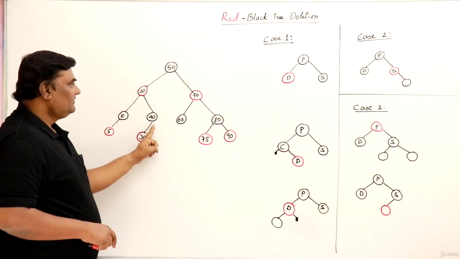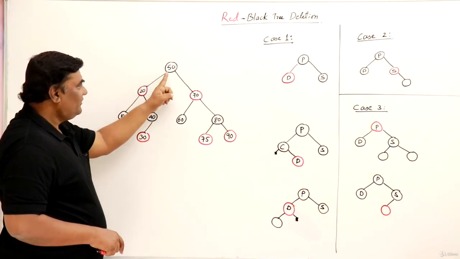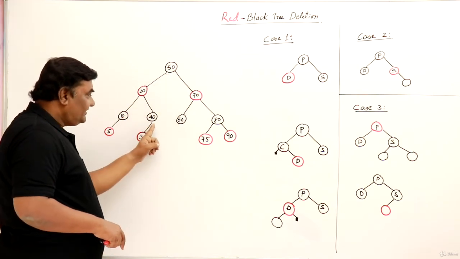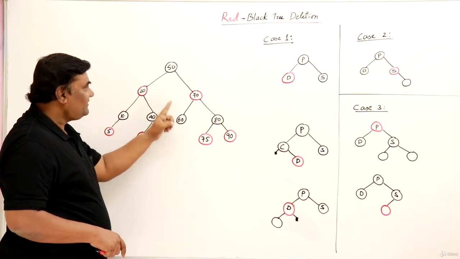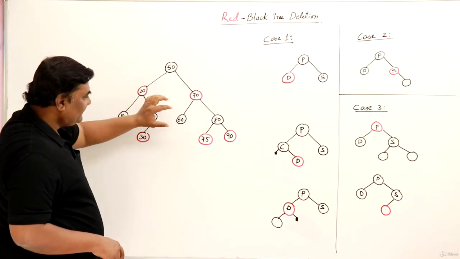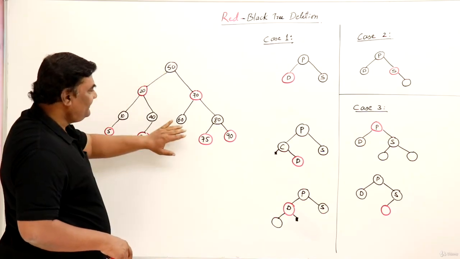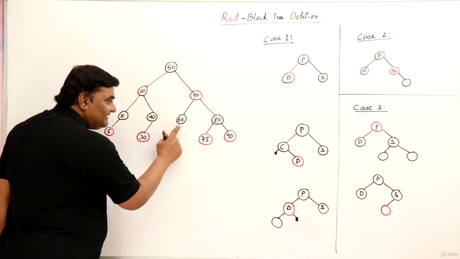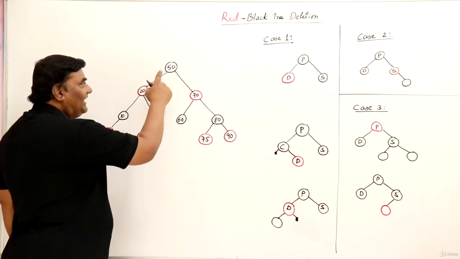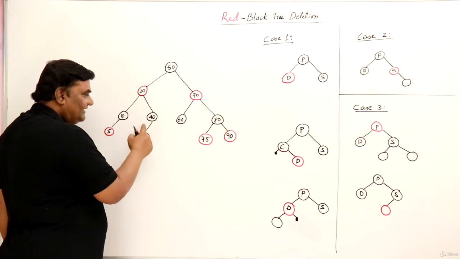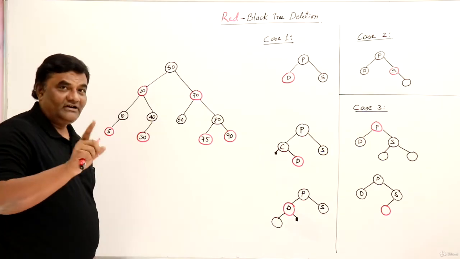Right? Or else the in-order successor, who will come after 50? 60 will come. So either 40 will go in its place or 60 will go to its place. So 40 goes to its place and we will delete 40, or 60 goes to its place and we will delete 60. Now if you observe in this example, 60 is a leaf node, right? And 40 is not a leaf node. It is having one child, that is the left child. It will not have a right child.